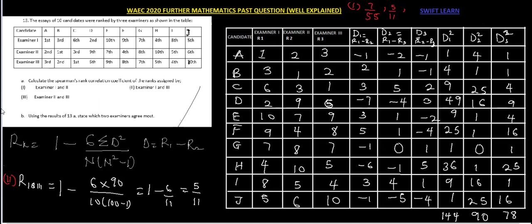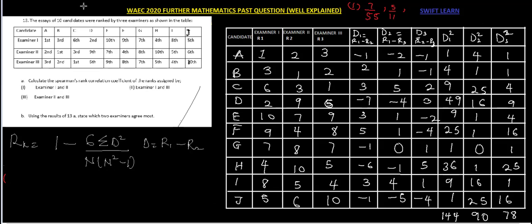Then let's get the third one. Because of this big question, that's why we are doing this. See, after you've gotten your table, you don't have much problem anymore. So getting your table is the most important thing. So alright. So question 3. I want to get R2 and 3. So that's 1 minus 6 times 78, right? That's the one here. 78 divided by 10 brackets 100 minus 1.